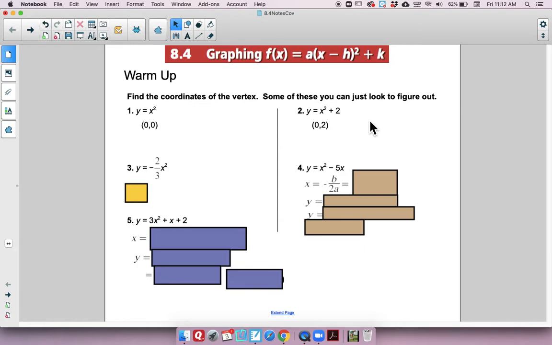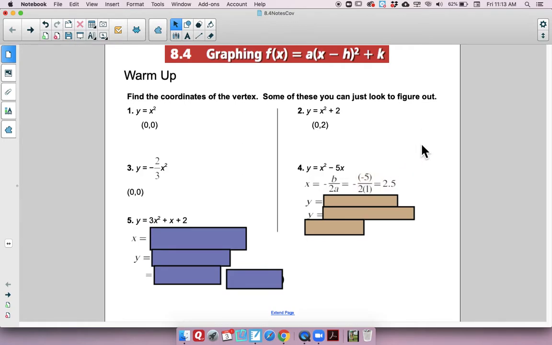Okay, what about number 3? Well, number 3 is a reflection in the x-axis from the parent function of y equals x squared, and it's also more bowl-shaped, or it's a vertical shrink. But is the vertex different? No. Okay, and then here on this one, we have x squared minus 5x. We know we're going to need to use negative b over 2a to get the vertex. What's b in this case? Negative 5. What's a? 1. So we plug in, and we get 2.5.